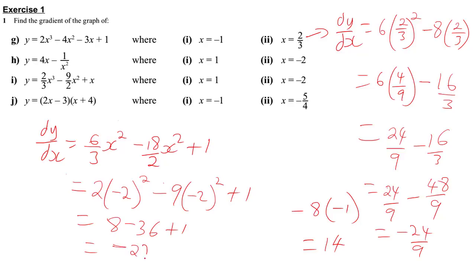So we got 8 plus 1. You have to do add first. So 8 plus 1 is 9. And 9 take away 36 is going to be -27. So that's how to do these kind of questions.